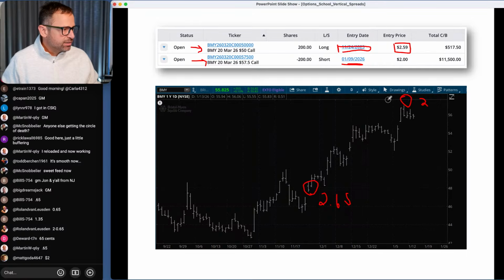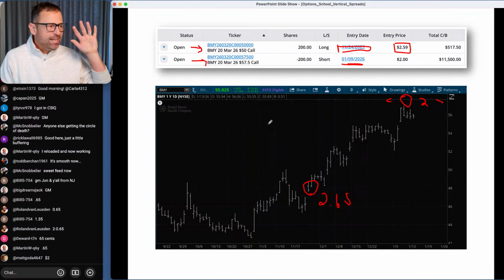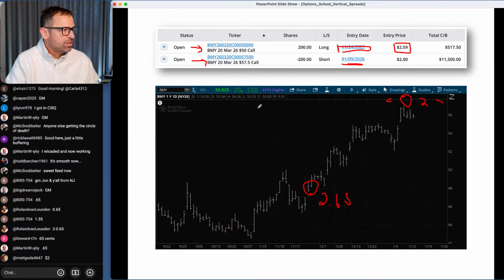So I sold these. So now, what's the risk in BMY in this position? Entered, it's a 260. Then we sold these for 2. So my risk is going to be 59 or 60. So 59, right? But what's the most that we can make on this trade?